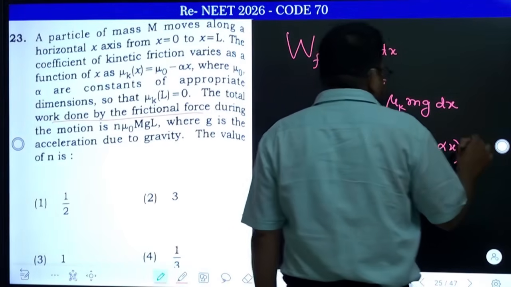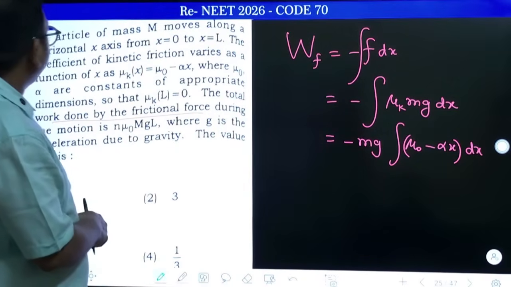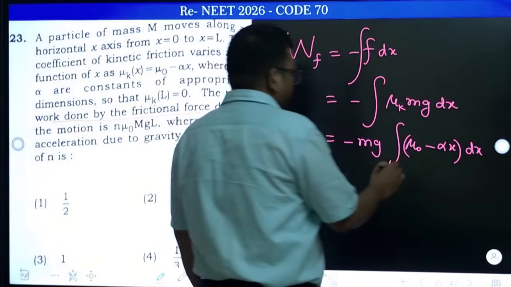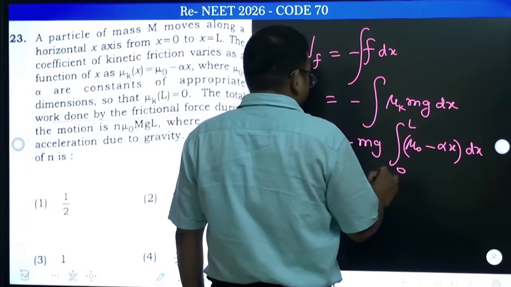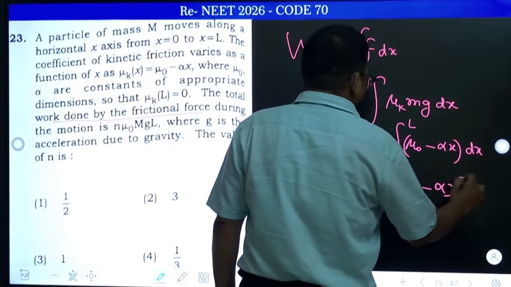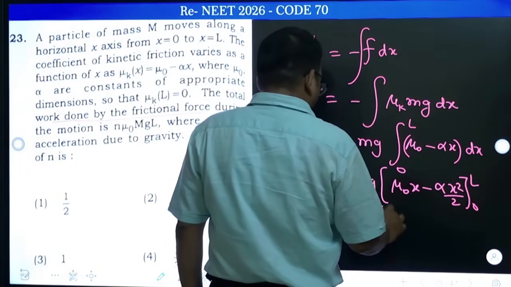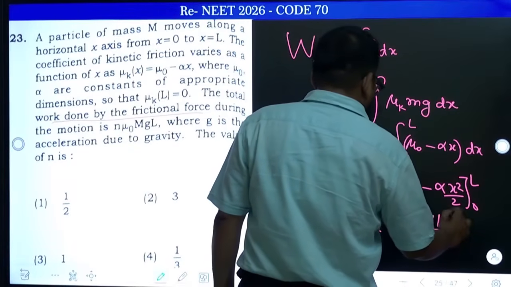Into dx. This is what it is, this variable. Now what they are saying is that it is going from where to where? 0 to L. It is going 0 to L. Okay, let us do this calculation. Minus mg mu naught x minus alpha x square by 2, 0 to L. L you substitute, minus mg mu naught L minus alpha L square by 2.